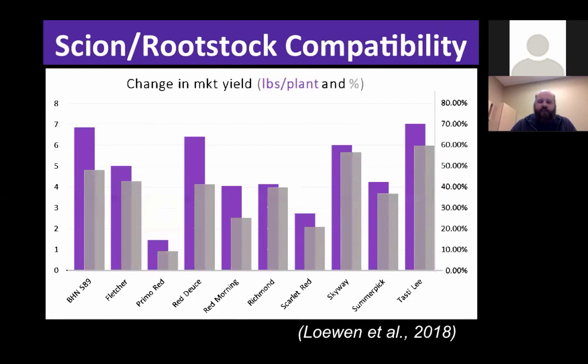And so it's really interesting to me that not all scions, the utilization of these rootstocks, is not an additive effect. It seems to be more of a synergistic one. Whereas with certain scions, you can see with Tasty Lee, we had 60 to 70% increase in yields, right? So that's a pretty significant change. Whereas with Primo Red, we only saw something like a 10% increase in yield, right? And that was actually consistently across 2 years of collecting field data. So it's really interesting that there are definitely some complex interactions that are happening between these rootstock and scion varieties.